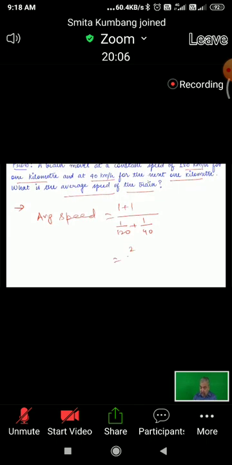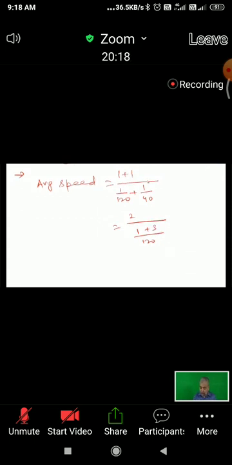This is 2 by LCM of 120 and 40, that is 120. Here I am adding 1 and 120 by 40, that is 3, so 1 plus 3 is 4. And this is 2 into 120 by 4, and this is 60 kilometer per hour. So this is the answer. Okay, this is the answer.